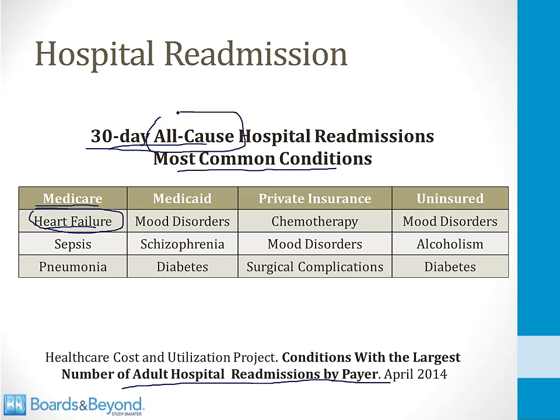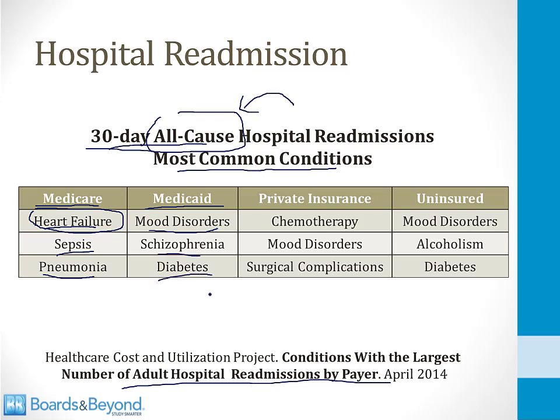So you might come back to the hospital for heart failure, but you also might come back for pneumonia or some other problem. It's all cause readmissions. But for whatever reason, if you had heart failure and you leave the hospital, you are the most likely type of patient to come back within 30 days for a readmission. Second behind heart failure was sepsis, and behind that was pneumonia. Now, the conditions that lead to high rates of readmission are different for other payers. Among patients who have Medicaid for insurance, mood disorder hospitalized patients had the highest rate of readmission, followed by schizophrenia and diabetes.